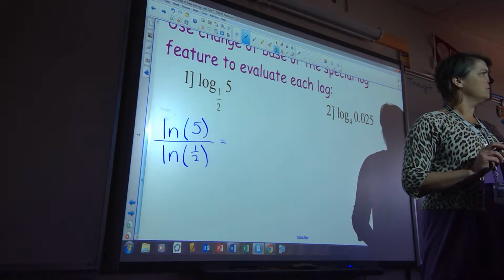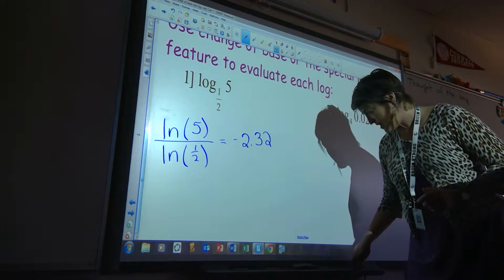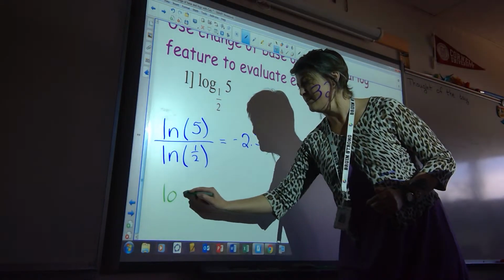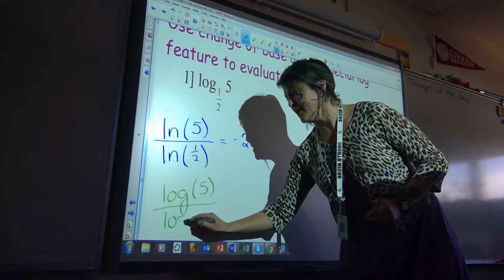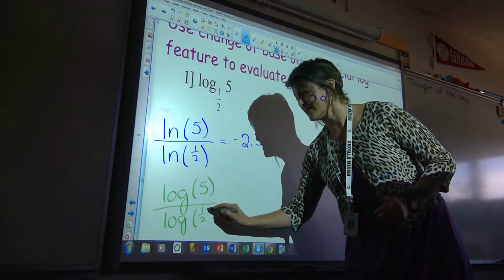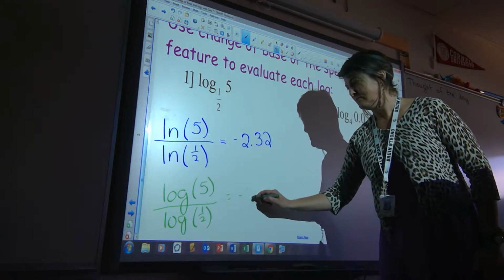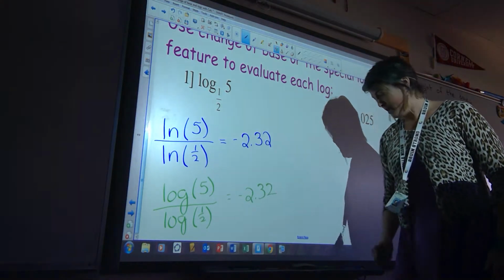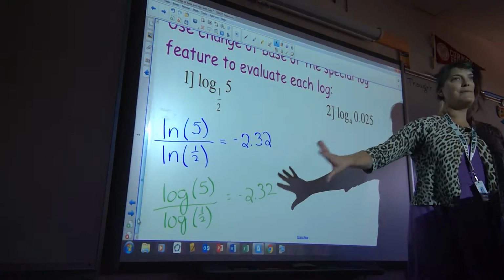Negative 2.32? Yeah. Awesome. All right, now try it the other way. So now try it with log 5 divided by log 1/2, and you should get the same thing. Okay. So this is the formula that you kind of need to remember.